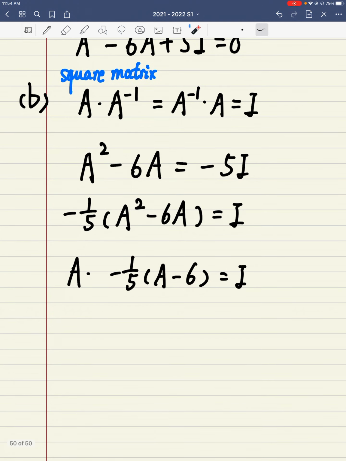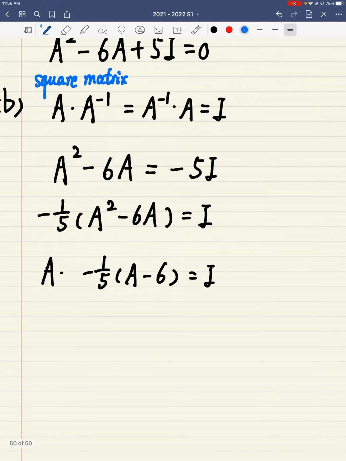But here's a huge problem. A squared minus 6A is a matrix, but if you put A outside, what do you have here? A minus 6. Is this a valid expression? No, because here is a 2 by 2 matrix and here is a number. So this part is not defined. It's not mathematically solid. So what should we do to solve this problem?